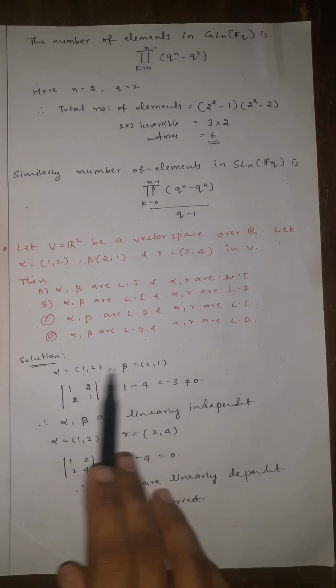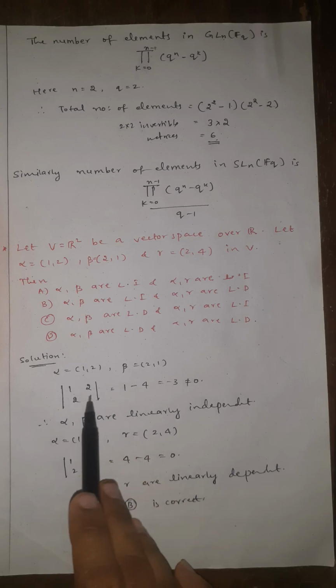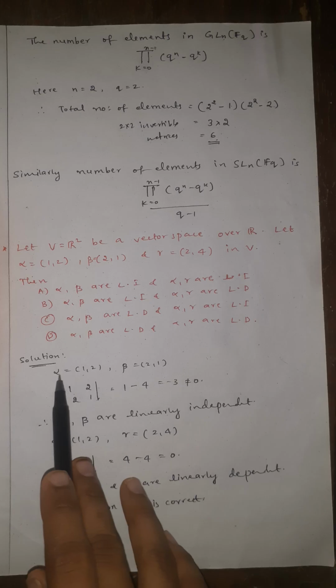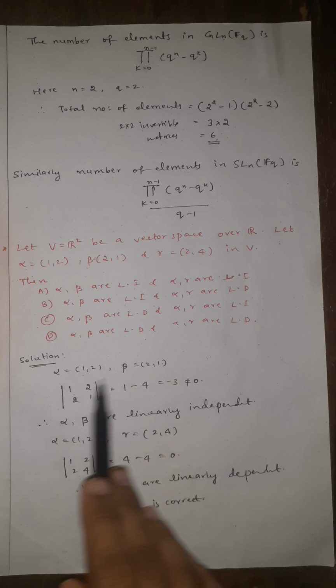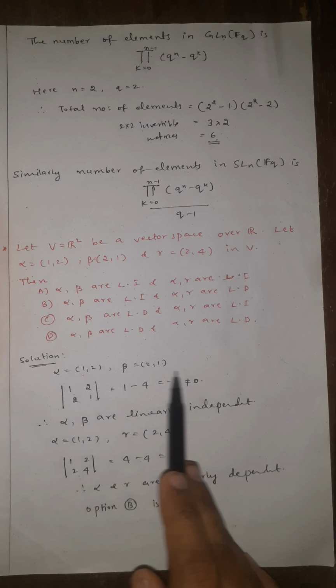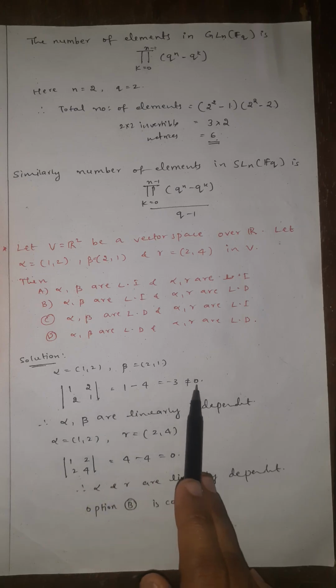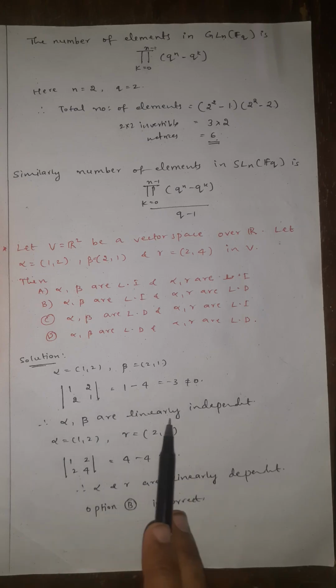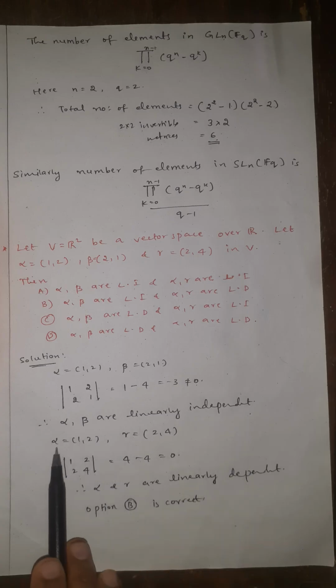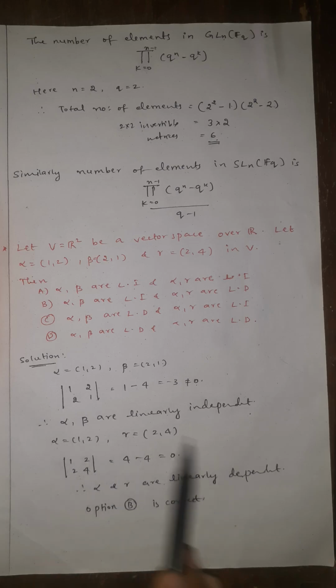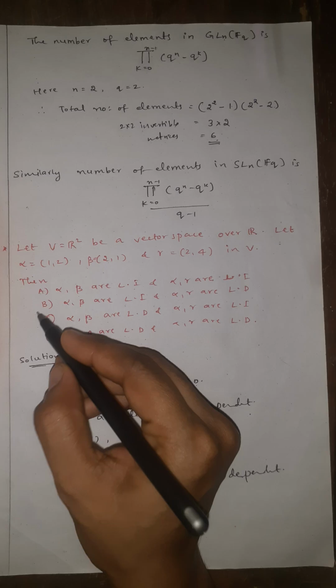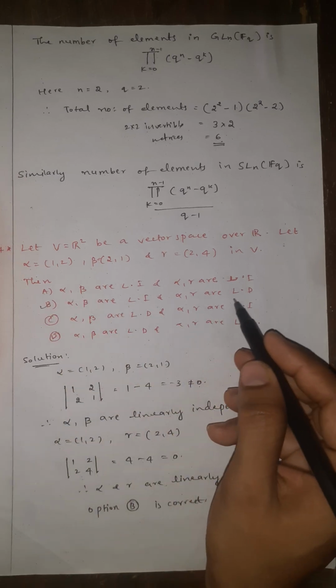If the determinant of these two vectors, written like this, equals 0, then the given pair of vectors is linearly dependent. If the determinant is not equal to 0, then the given pair of vectors is linearly independent. So let us check for alpha and beta. We got the determinant not equal to 0, therefore alpha, beta are linearly independent. Now let us check for alpha and gamma. While finding the determinant, we got 0, therefore alpha and gamma are linearly dependent. So the option is: alpha, beta are linearly independent and alpha, gamma are linearly dependent.